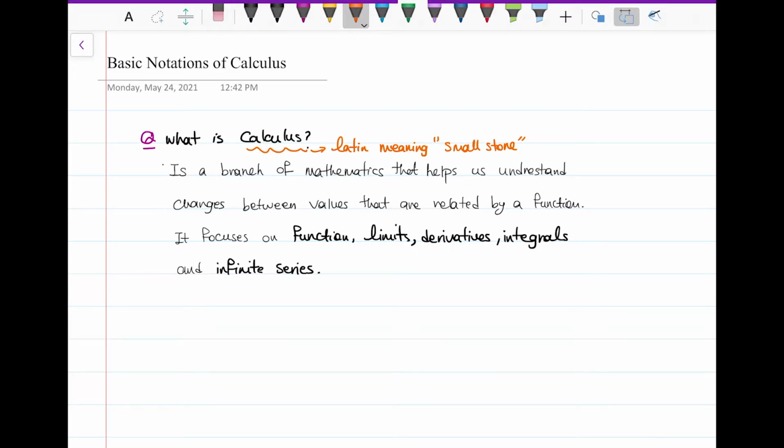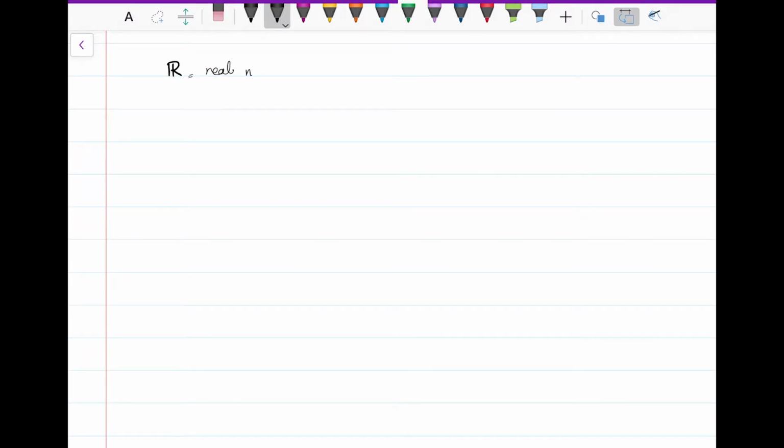Now let's talk about some basic notations that we are going to use a lot in calculus. The first of them would be script R, which is all real numbers. Basically, all numbers that you know: all fractions, all decimals, pi, square root of 2, everything.